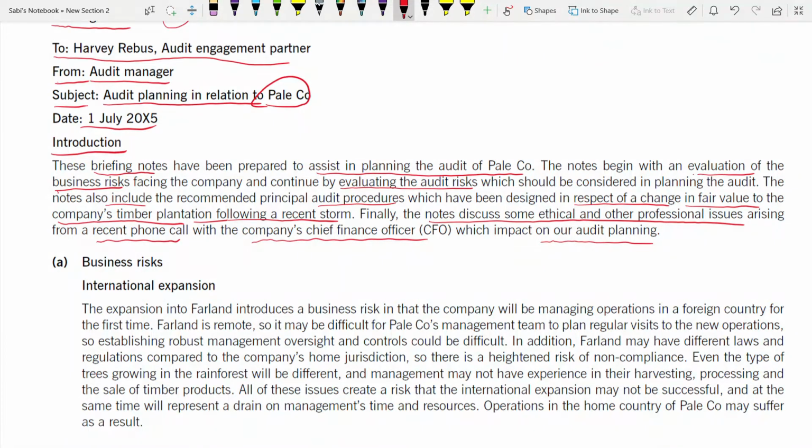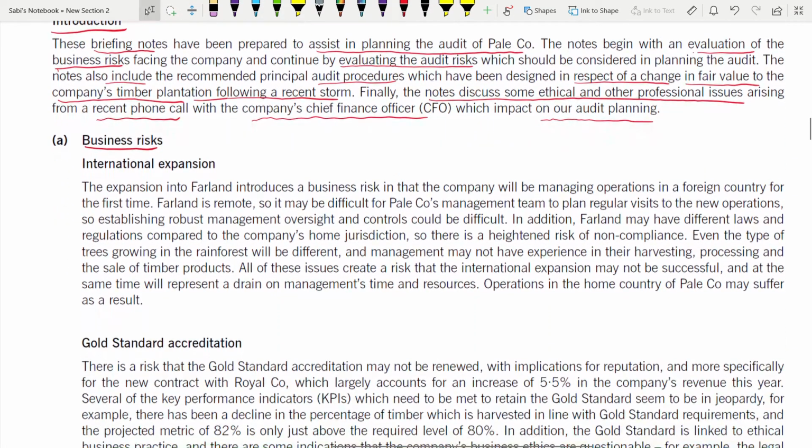Okay, so now you start. You write the subheading, business risk. I mean, type business risk. After you write business risk, don't explain that business risk is this, business risk is that. No. Go straight to the point. 5 points to get 10 marks. We went through the mark scheme.